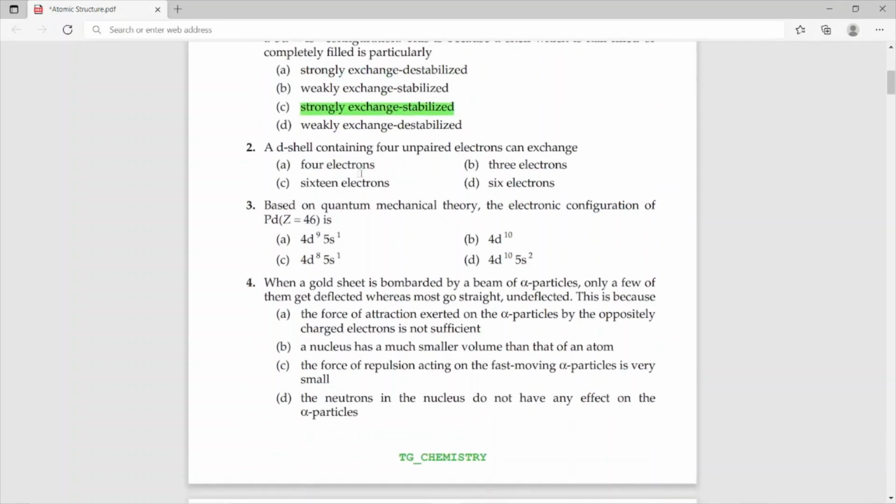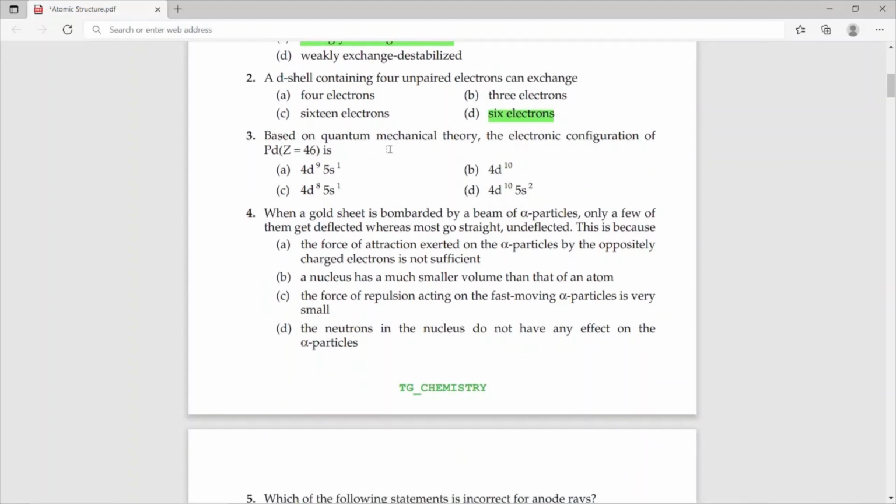Next comes: a d shell containing 4 unpaired electrons can exchange. The right answer is 6 electrons. Next, based on quantum mechanical theory, the electronic configuration of palladium, whose atomic number is 46, is: the right answer is a 4d10 configuration for palladium.